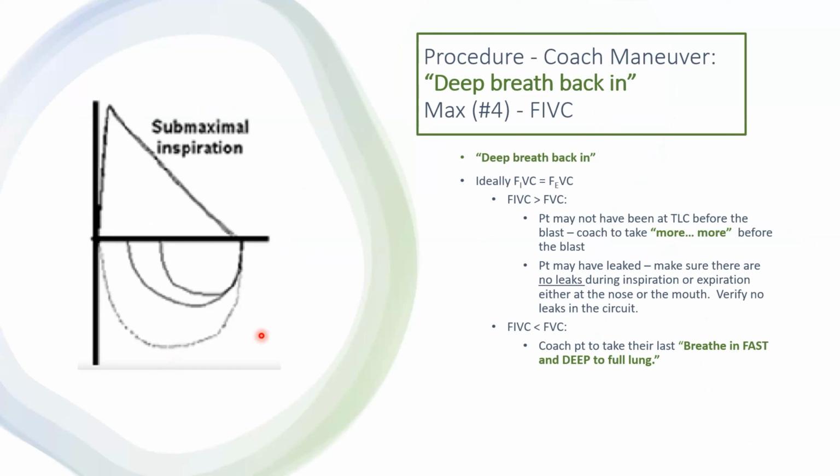So you want to coach them on the next one to take more before that blast. Also very common is a leak. Patients may have leaked on the inspiration or on the expiration at the mouth or at the nose, and make sure you don't have a leak in your circuit. But leaks can also make your FEVC be less than your FIVC. If your FIVC, like you see here, is less than your FEVC, the patient needs to make sure that they breathe in fast and deep to a full lung on that FIVC, that 4th maximum.